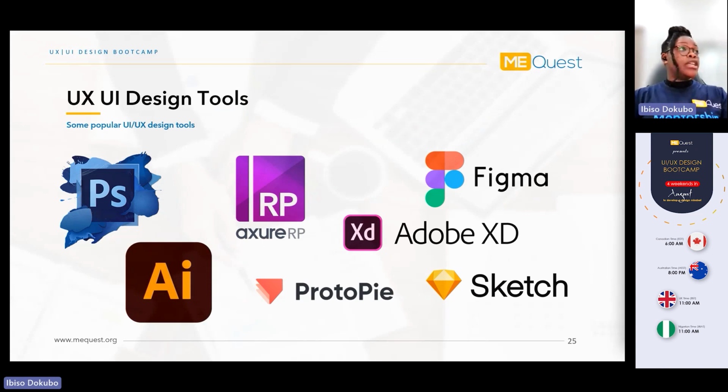Now back to our design tool. This is where everything will start from. So just to touch on all of it, our major software that we'll be using throughout this class will be Figma. However, Photoshop is very important, but it's more for still designs and pictures.